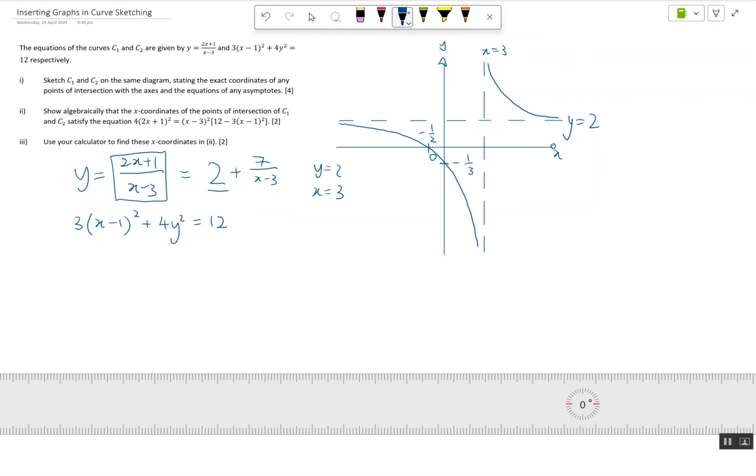And this is how you draw the graph with the x-intercept and y-intercept, when x is equal to 0 and y equals 0. So this is for C1 and C2.